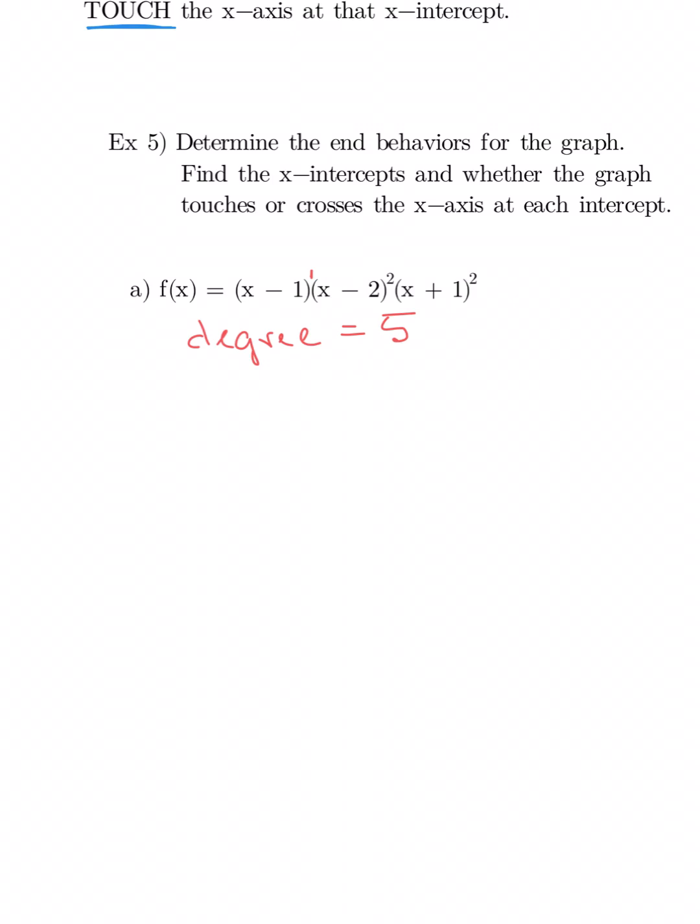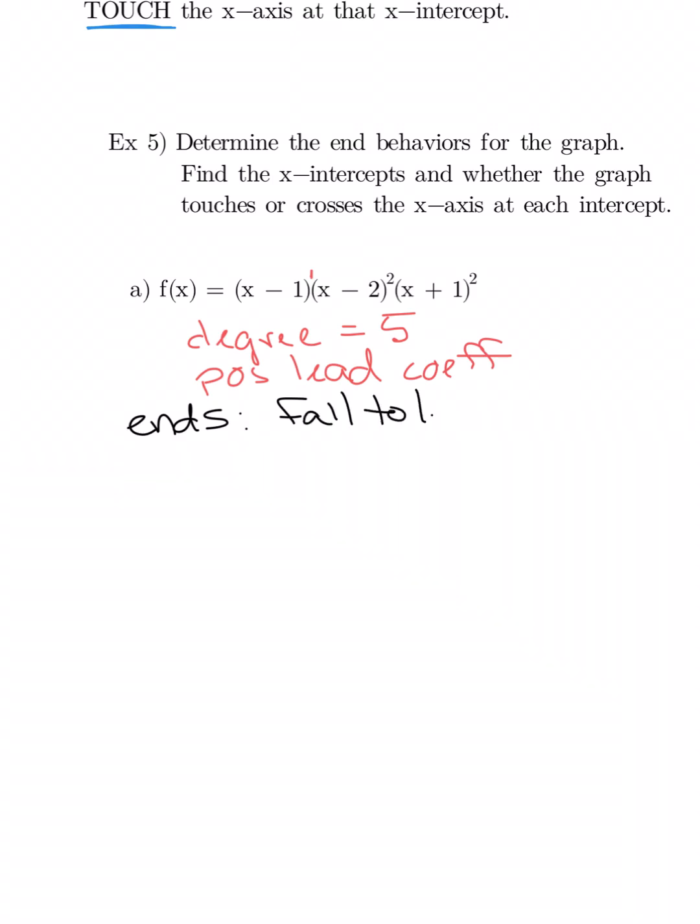And because all of the quantities are positive, we would have a positive leading coefficient. So if we have an odd degree and a positive leading coefficient, our ends fall to the left, rise to the right.